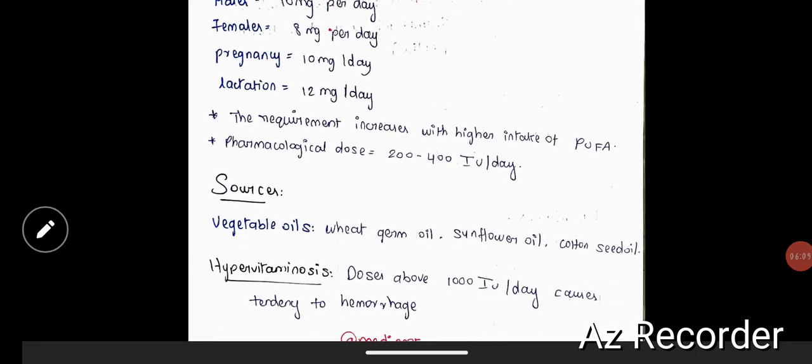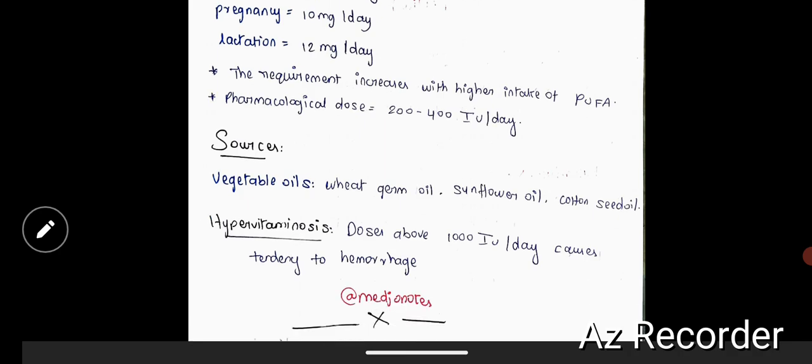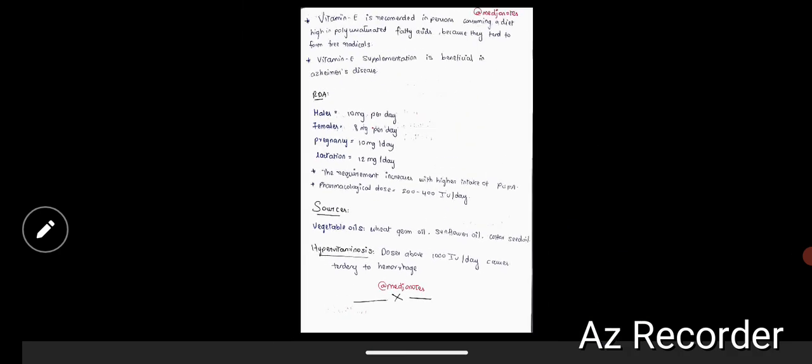Hypervitaminosis means doses above 1000 international units per day. So, toxicity of vitamin E at doses above 1000 international units per day causes a tendency to hemorrhage. Okay, that's all for vitamin E.